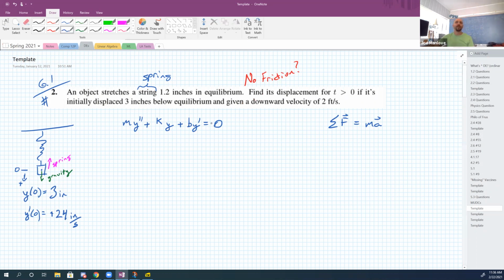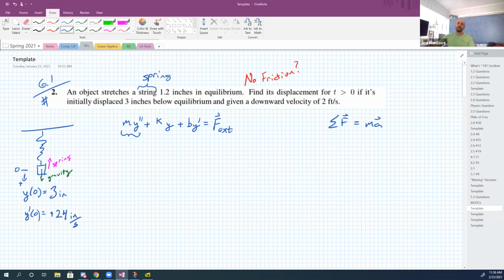Maybe let me replace this with F external here. Gravity is a my double prime term. This one, I think, is my mass times my acceleration, and it wouldn't be acceleration due to gravity. I think that's going to be my external force. Okay.